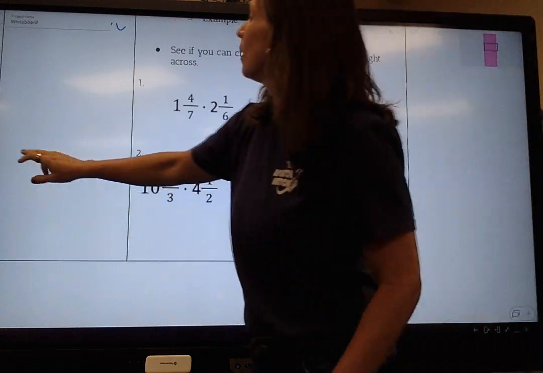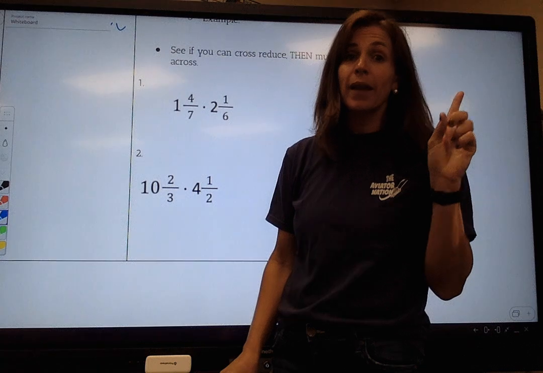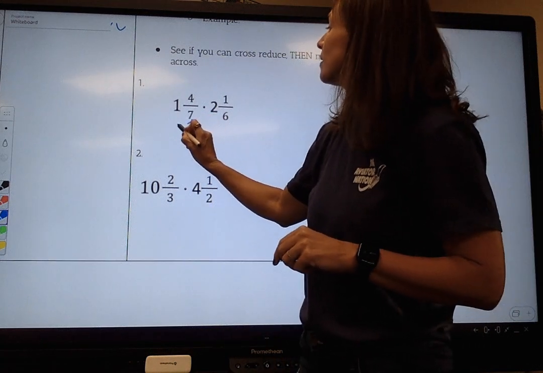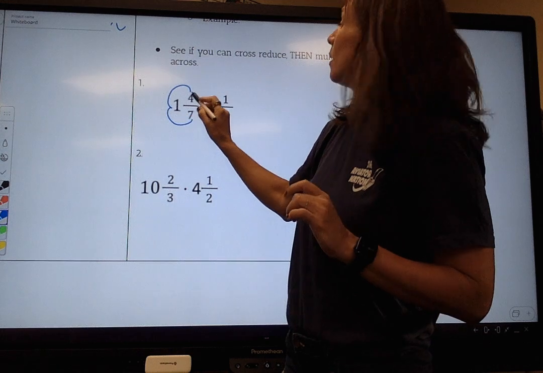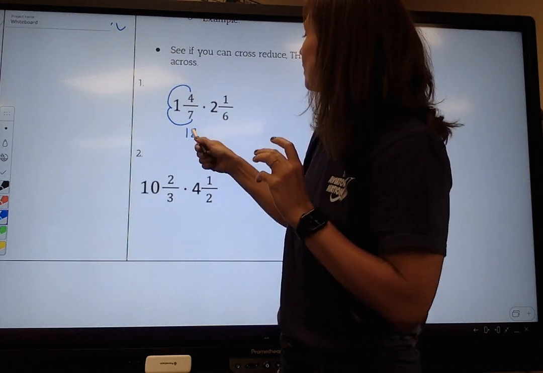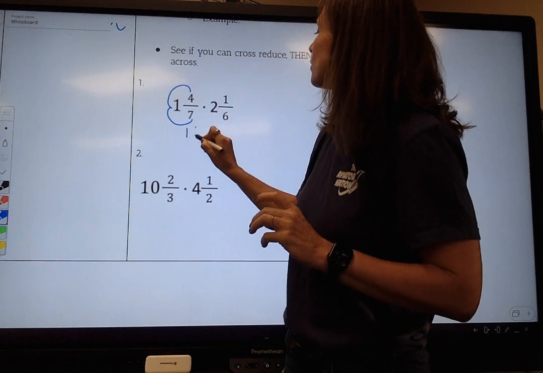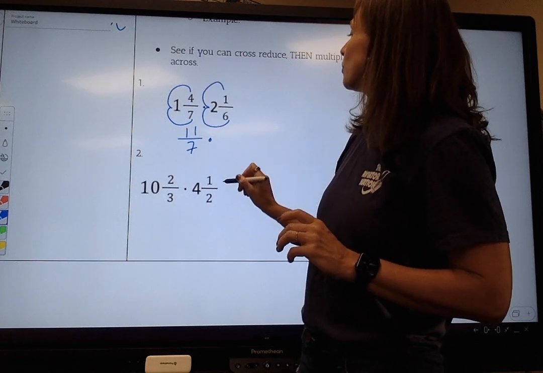Right here. Okay. So first, I have to make it fit the form A over B. So I'm going to popcorn, 7 times 1 plus 4. 7 times 1 is 7, plus 4 is 12. Okay? No, it's not. It's 11. What am I talking about? So I get 11 over 7 times 6 times 2 plus 1.